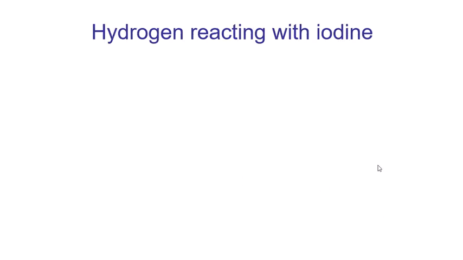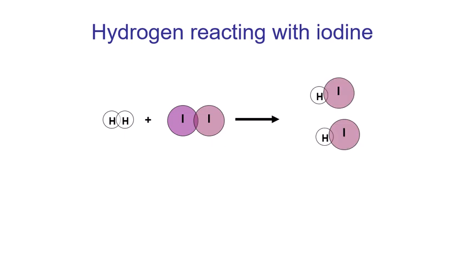Now, something slightly different. Hydrogen reacting with iodine. And you'll be able to tell me that hydrogen plus iodine gives us hydrogen iodide. And there's what hydrogen iodide molecules look like. So when we make hydrogen iodide, only one hydrogen can join with one iodine. So this is a hydrogen iodide molecule.